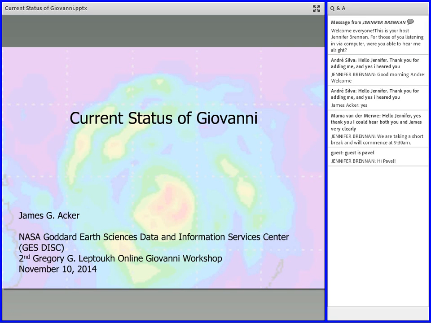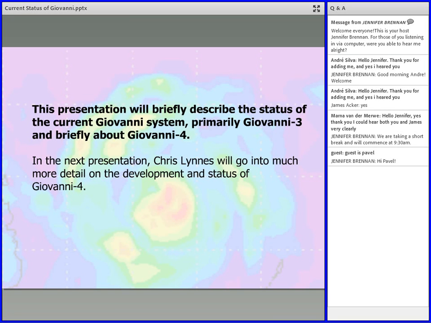So let's go over what Giovanni is currently slated as. As I said, we're going to talk about the current status of Giovanni 3, and I'll mention briefly Giovanni 4. Following this talk, Chris Linus will go into much greater detail on the development and the status of the Giovanni 4 system.